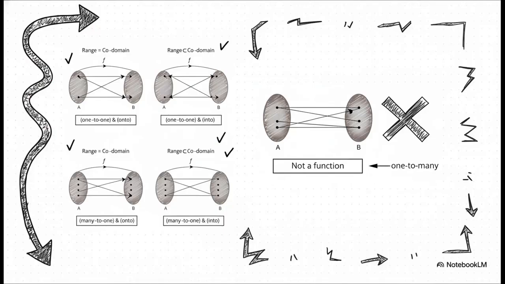Look at the diagrams on the left. They all look a bit different, but they're all legit functions. Why? Because every single input from the first set has exactly one arrow coming out of it. It points to just one output. Now, look at the one on the right. See that? The top input is trying to be in two places at once. It's pointing to two different outputs. That's a big no-no. It breaks our golden rule. So it's still a relation for sure, but it is not a function.